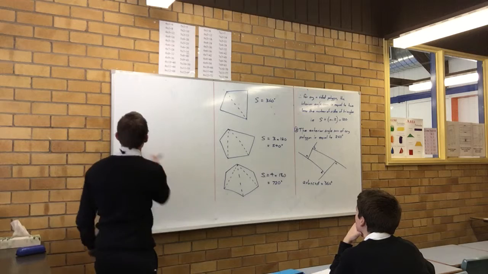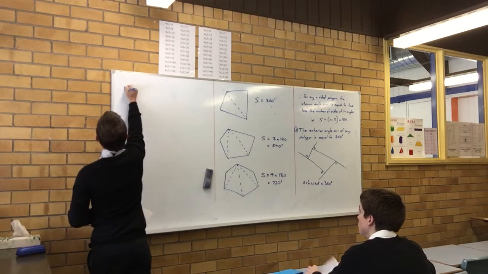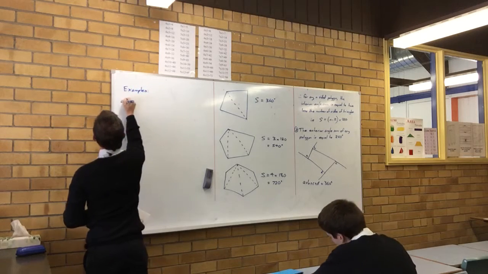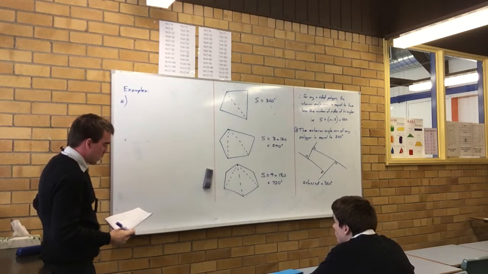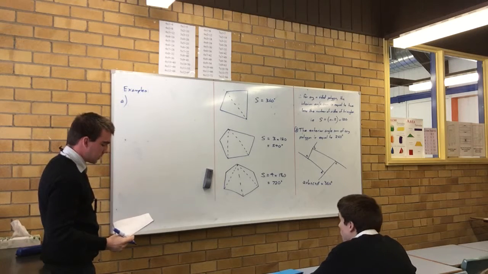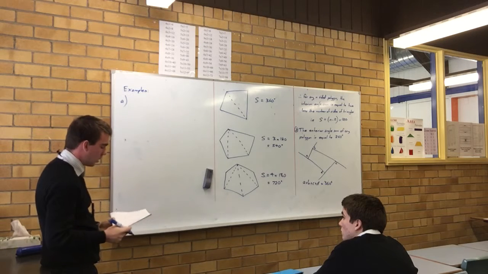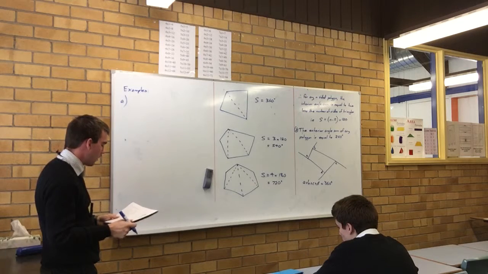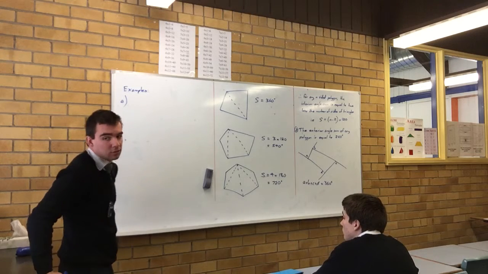Right, so we'll come back to the proof and look at some examples of applications of that formula. Example A. Sometimes you have diagrams, sometimes they will be worded questions and you need to know. For example, the first one simply says find the angle sum, the interior angle sum of an octagon. So yes, you need to know how many sides an octagon has.